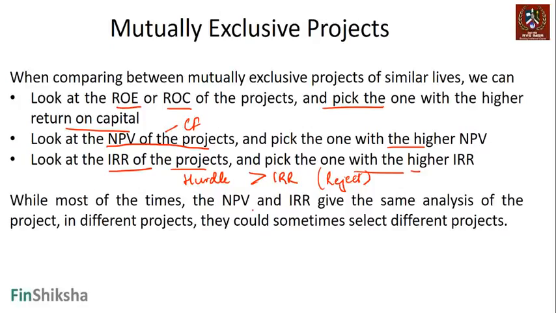Now, while most of the time the NPV and IRR give the same weightage and same analysis of the project in different projects, they could sometimes select different projects. There are some rare cases when you're comparing two projects and one of the projects ranks higher on the NPV rule and another one ranks higher on the IRR rule. In these cases, how we go about dealing with the scenarios and the issues is going to be the crux of this discussion, right?